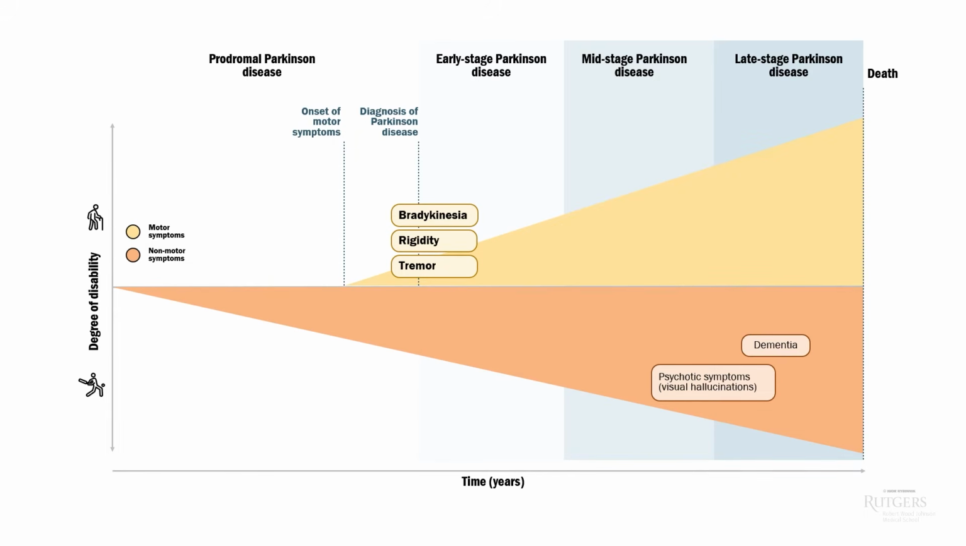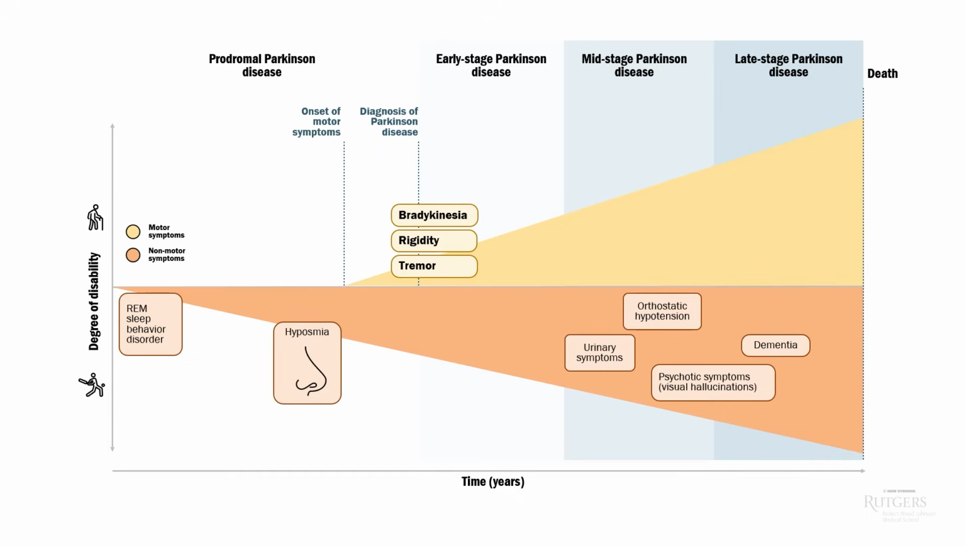What about rapid eye movement behavior disorder? Early. Urinary symptoms and orthostatic hypotension? Mid-stage Parkinson's disease. What about hyposmia? Prodromal symptom. What about postural instability, gait disorder, falls? Late. Nobody panic. Disaster averted.